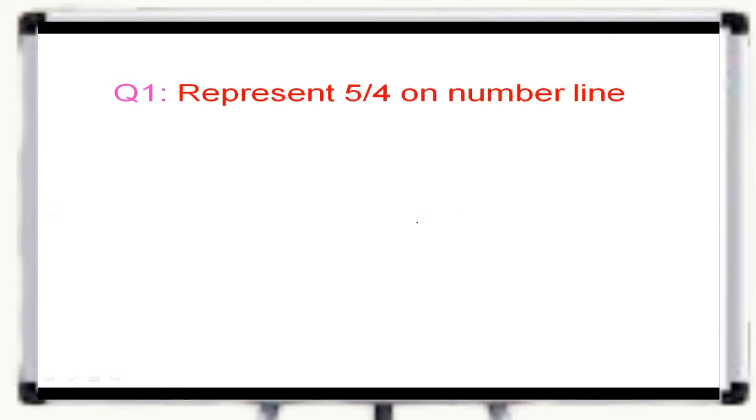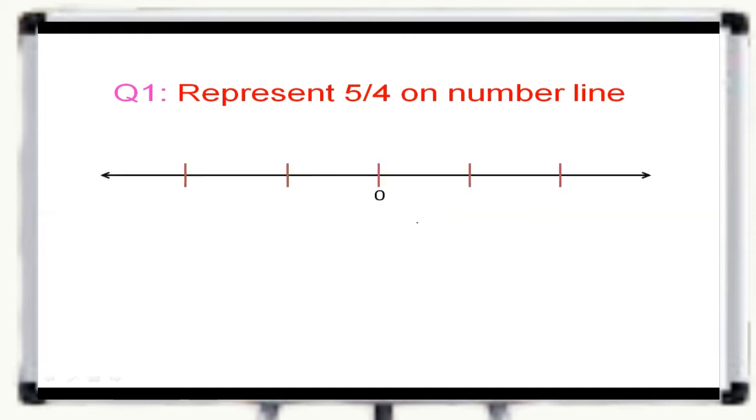So now take a question, that is question number 1. Represent 5 by 4 on a number line. First take a straight line, divide it into equal parts, then take integers. The middle vertical line is 0, and on the right side we have to take positive numbers 1, 2, and on the left side we have to take negative numbers -1, -2.